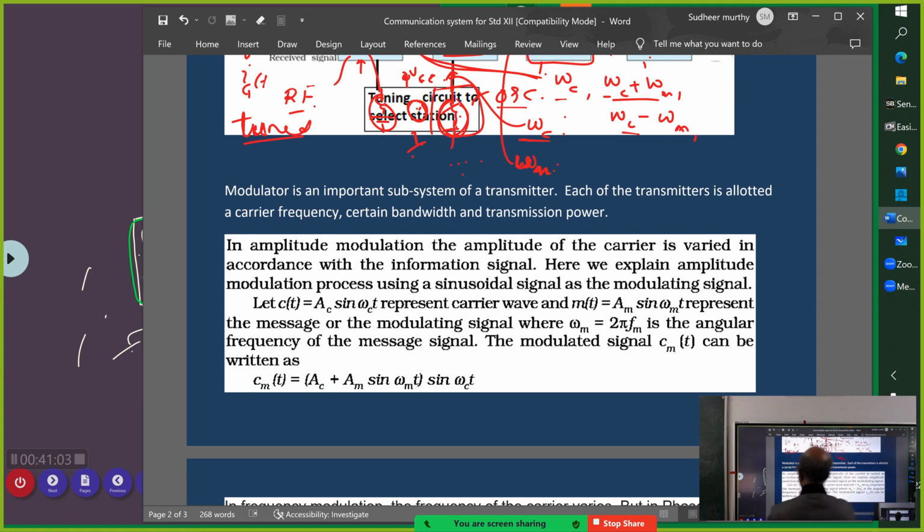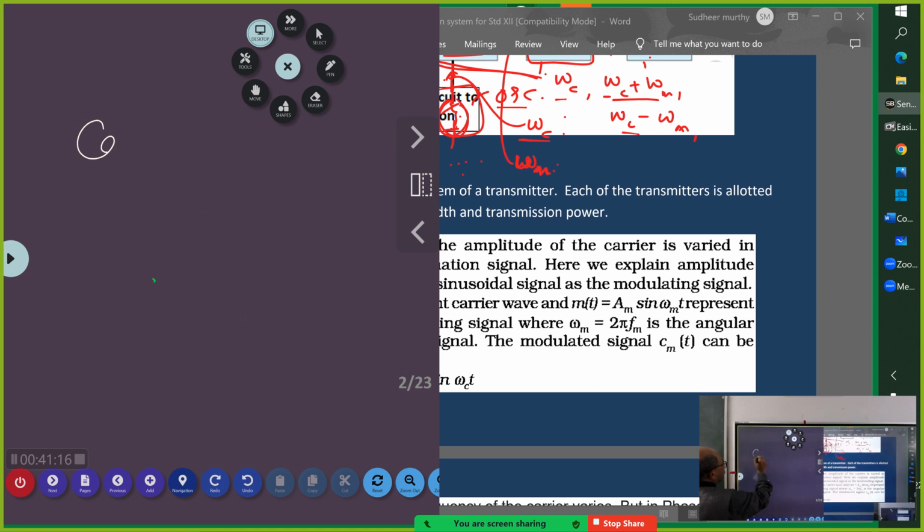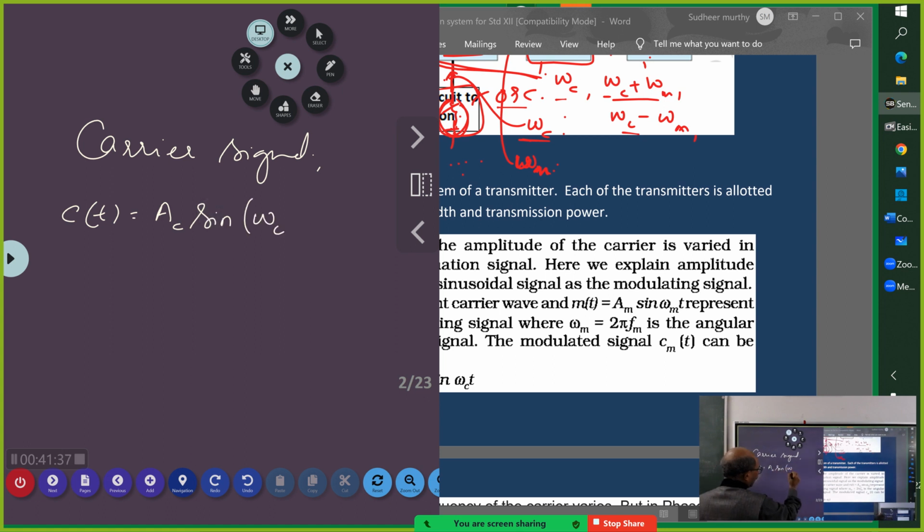If you take the carrier signal, let me write it quickly. I will write the carrier signal like this, c of t, I am giving some name, equals Ac sine of omega c t plus phi c. Now observe this. This is some signal which I am giving the name c of t. It has an amplitude, it has its own frequency and also the phase. Can you appreciate this?